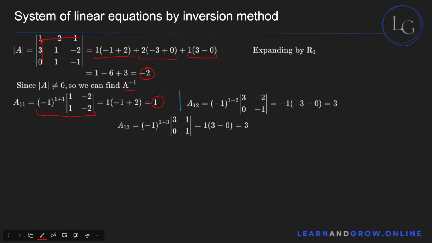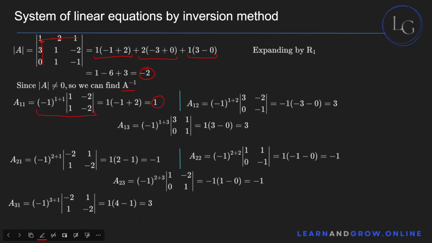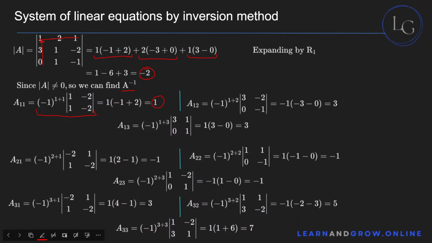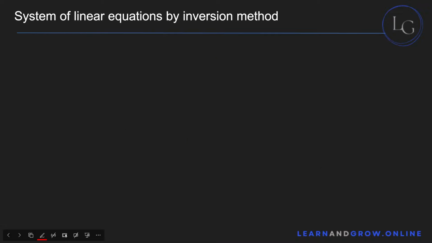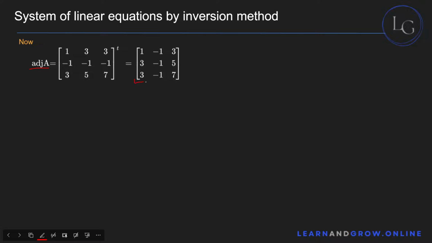And you'll take the cofactor for each and every element in this matrix, in the same manner as you've done for the 1 here. And then you'll take the transpose of the resulting matrix. This is the resulting matrix, and you'll take its transpose to get the adjoint of A. So the adjoint of A is this matrix here.